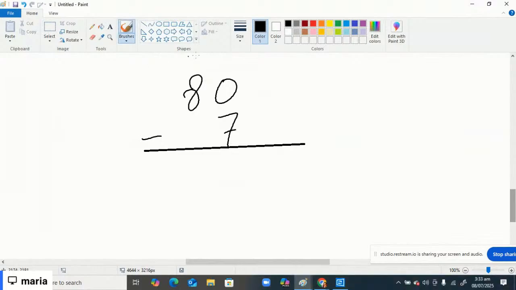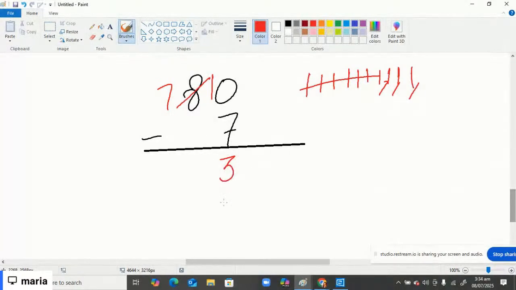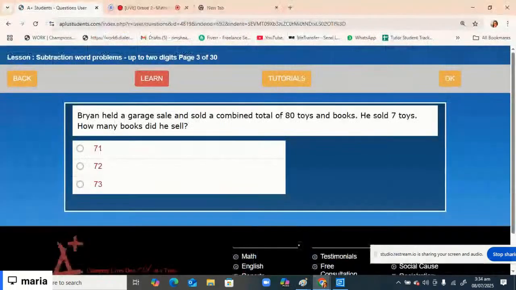Subtracting 7 from 0 is not possible, so we borrow from the 8. 8 becomes 7, 0 becomes 10. So 10 take away 7 is, let's draw 10 lines. Take away 7 lines. 1, 2, 3, 4, 5, 6, 7. How many left? 1, 2, and 3. So 3 lines here, and now this 7 as it is. So the answer is 73.